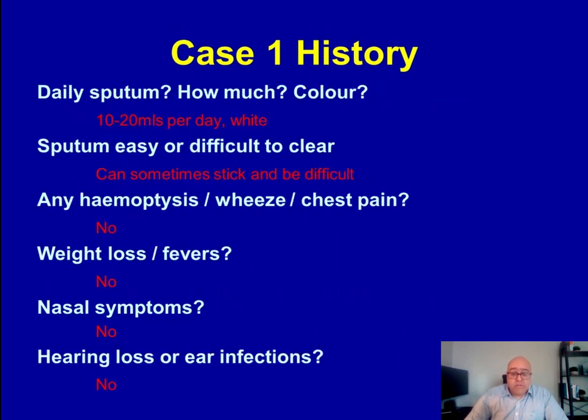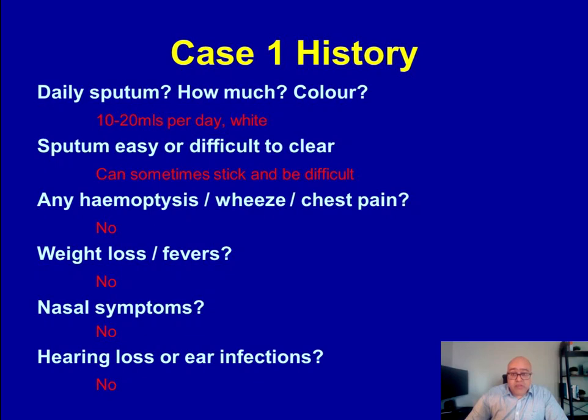We want to know how much sputum they're producing, if it's daily, what color it is, and the consistency of the sputum. In this case, the patient is producing about 10 to 20 mils per day. It's white. In terms of consistency, they say that they can sometimes get sticky sputum, which is difficult to expectorate. That's useful to know, particularly when we're thinking about physio airways clearance management, because it can influence the types of modalities that we use to help with airways clearance. Obviously, you have a separate talk from our physiotherapy colleague, which will focus more on that.